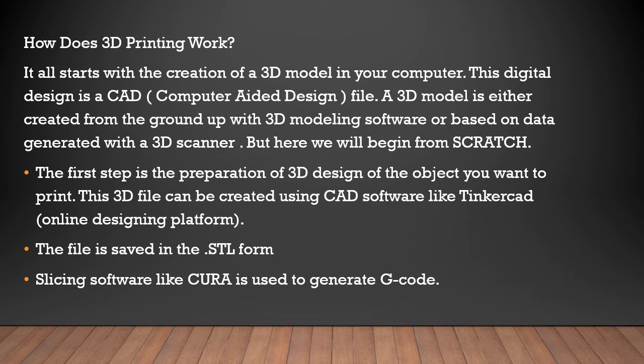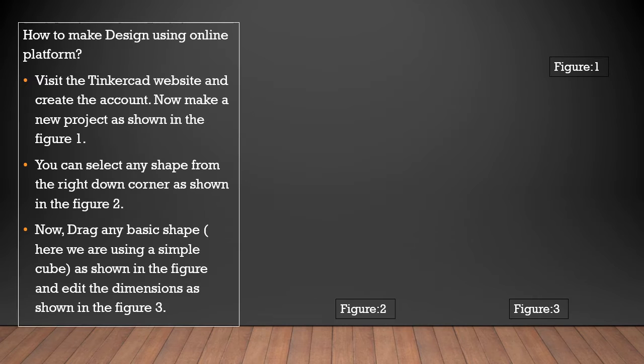So the first step is the preparation of a 3D design of the object which we want to print. There are many different 3D design softwares available. Here we use the one which is available online, which is Tinkercad. In this we will save the file in the STL format, and after that we will use a slicing software named Cura, which is also available online, and later we will convert it to the G-code.